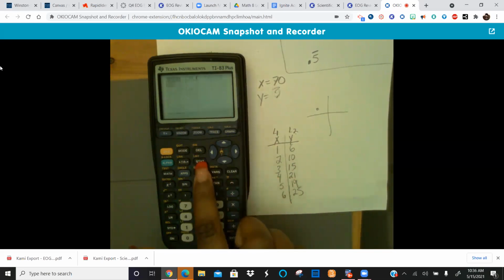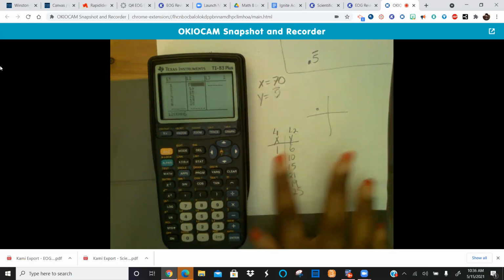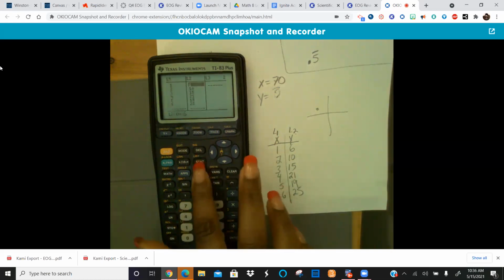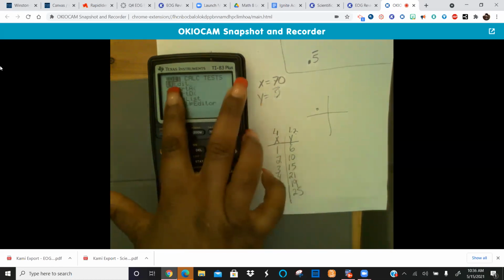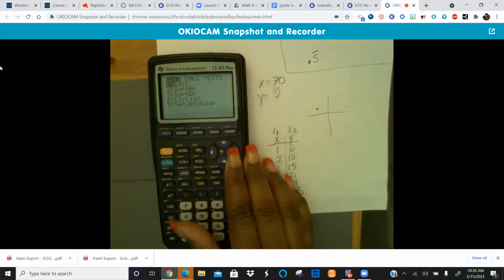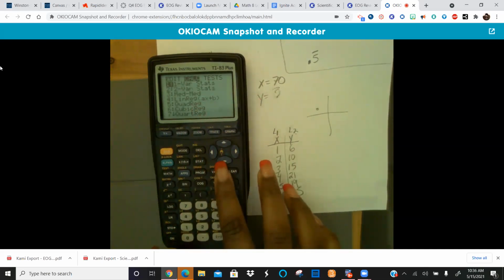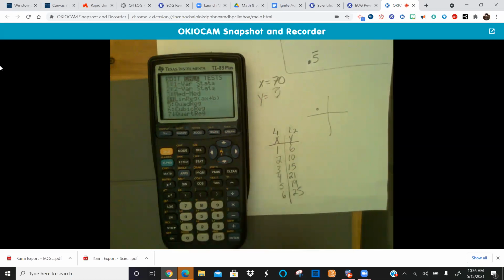Go back to stat. Go back to edit. Make sure that you type all your points in. I just started from the beginning. So you type all your points in, and you did that. So now you're going to go back to stat, and you're going to go over to calc, and you're going to go down to LinReg and press enter.